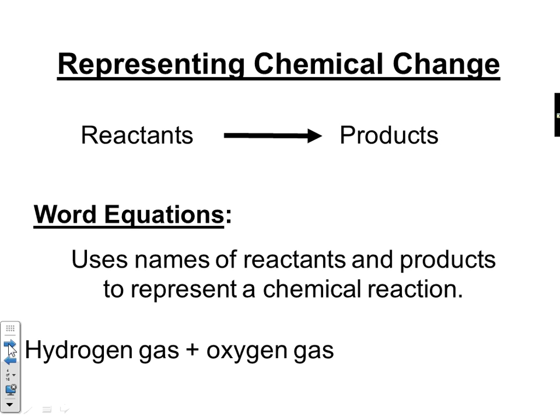All right, so how do we represent a chemical reaction? There are 2 ways in which we can represent chemical reactions. We can do it with word equations, and we can do it with balanced chemical equations, and today's lesson is on balancing. The proper way in which we represent a chemical reaction: reactants on the left, the arrow to represent the reaction taking place, and products on the right.